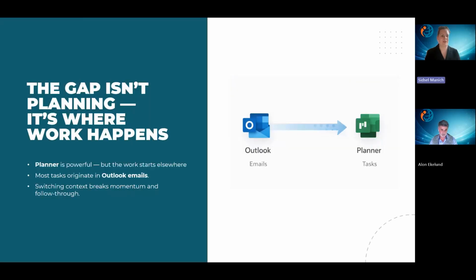So what's happening? Yes, Planner is a very powerful tool, but the work actually doesn't start there. We all know that we get tasks from external and internal sources into our inbox, right? And that's where our tasks and our day start. But we need to put them in Planner for everyone to see them and to know who is responsible for them and what the deadline is, so everyone has a clear overview. But getting them from Outlook into Planner actually breaks the momentum of your daily work, and the project starts stalling, right? Which is not a good way of working across teams.